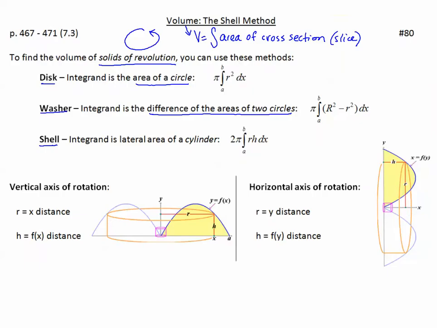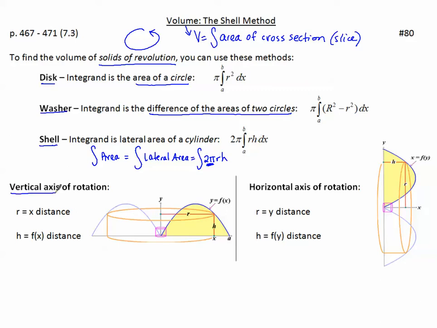Which takes us to our formula for finding the volume using cylindrical shells. Since volume is the integral of the area, in this case it's the integral of the lateral area of the cylinder, which means it's the integral of 2 pi r h, and because 2 pi is just a constant, we pull out the 2 pi and we're left with r and h. So two different scenarios to examine.